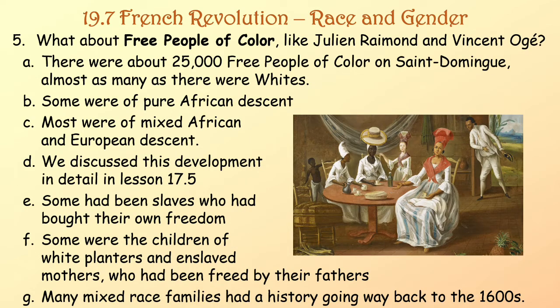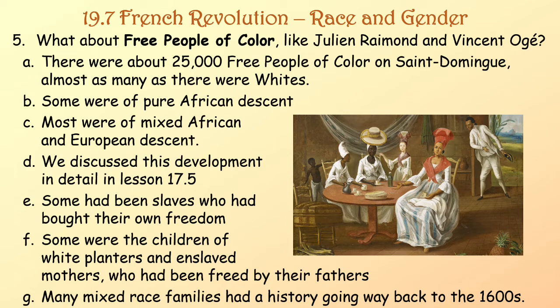But what about free people of color like Julien Raimond and Vincent Ogé? There were about 25,000 free people of color on Saint-Domingue. As I said before, that's almost as many as there were whites. Some of those were of pure African descent. Most were of mixed African and European descent.